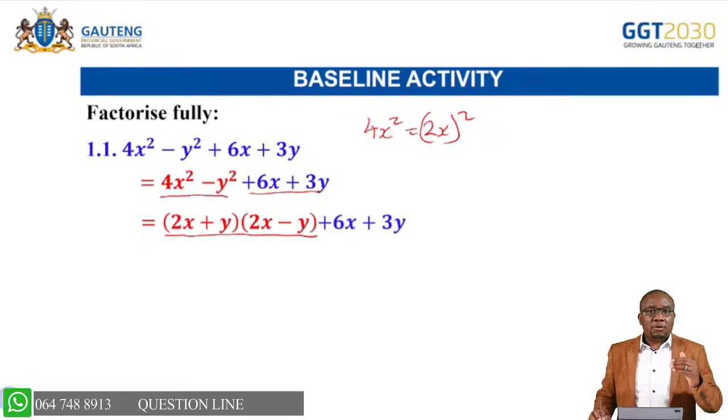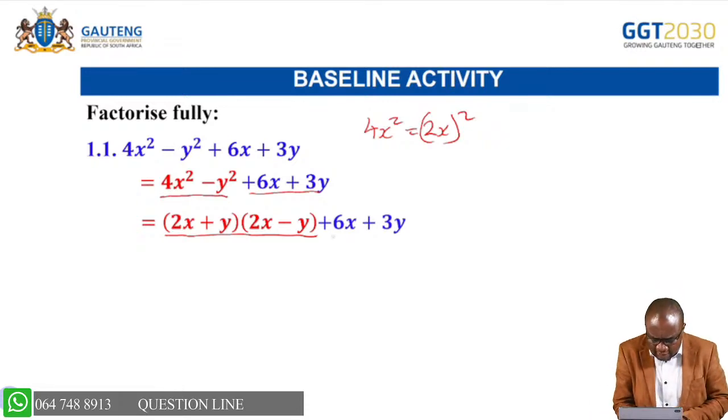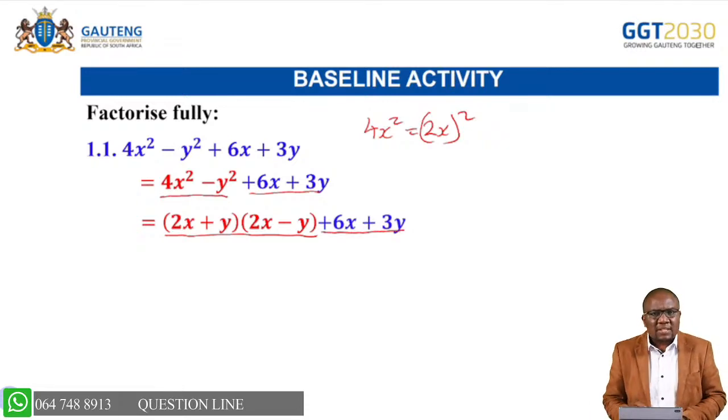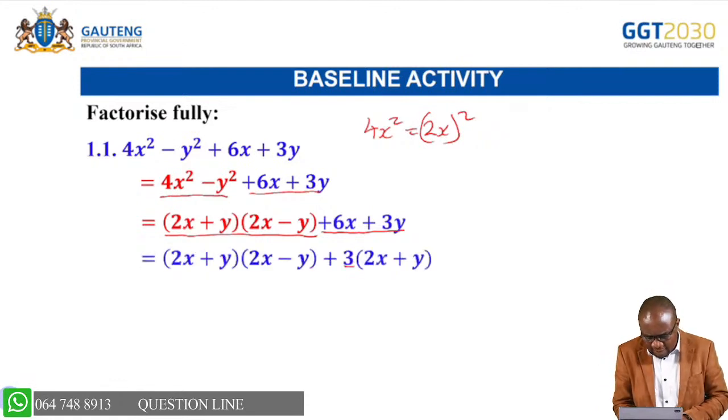I'm using this because you did this in what? In grade 8 and 9. But if you're still confused, I'm going to assist you. Okay? Right, then the last part is 6x plus 3y. There's the highest common factor there, which is 3. You can factor out 3. Do you see what I've done here?